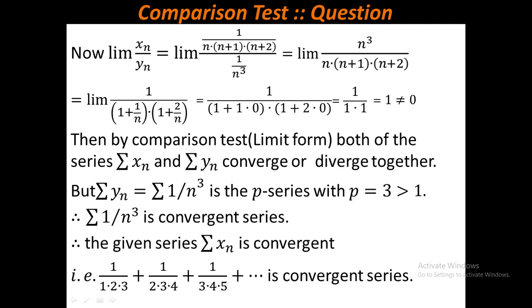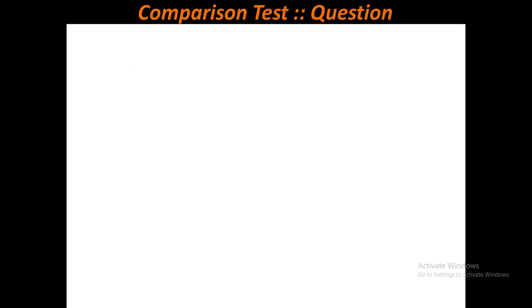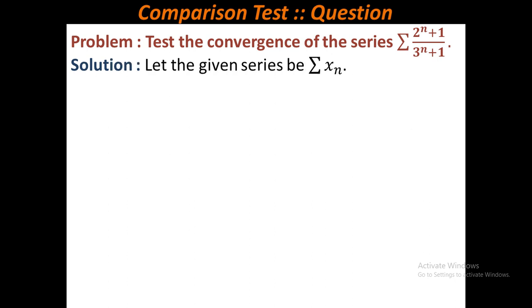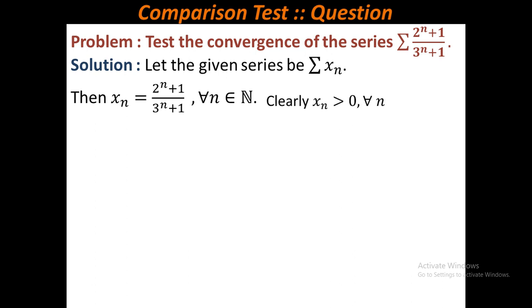Okay. Let's go to another example. Test the convergence of the series 2 to the power n plus 1 by 3 to the power n plus 1. Solution: the given series is summation xn. Clearly, the general term xn is 2 to the power n plus 1 by 3 to the power n plus 1. Clearly, xn is strictly greater than 0 for all n belonging to natural numbers. That is, the given series is a series of positive terms.